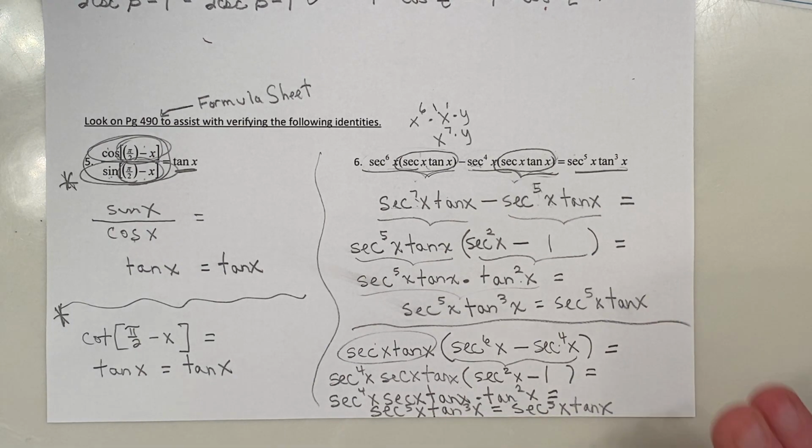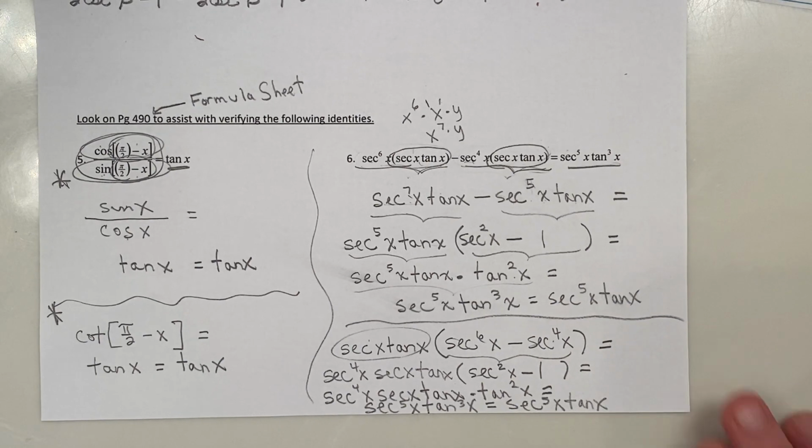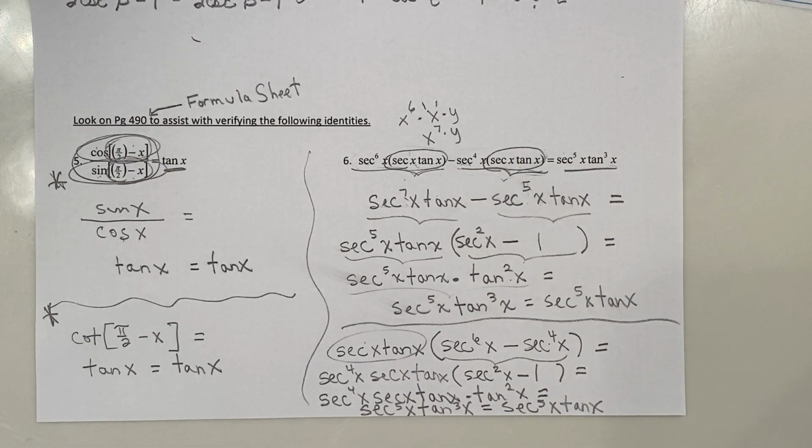So are there going to be multiple ways to prove a trigonometric identity or verify? Absolutely. There's going to be several different ways. And they're all right, as long as you do everything right and you get the answer that you're looking for. All right, there you go.